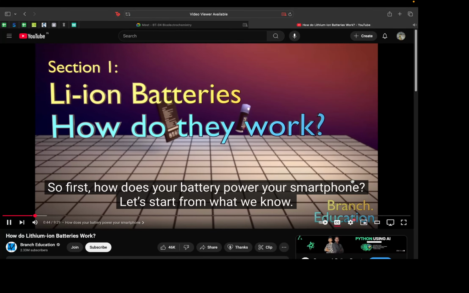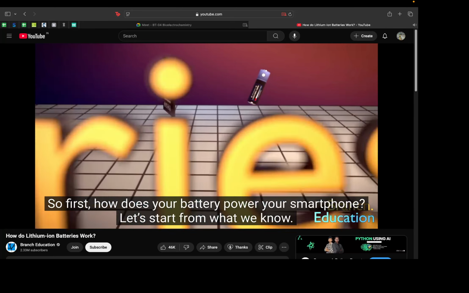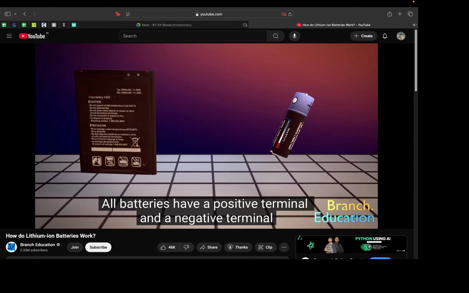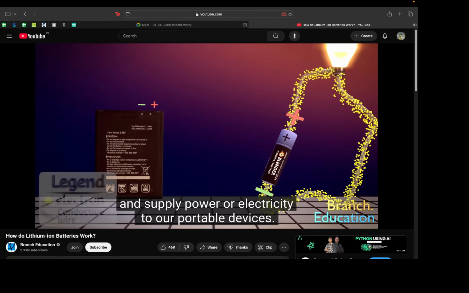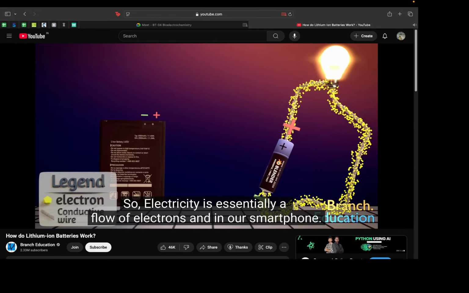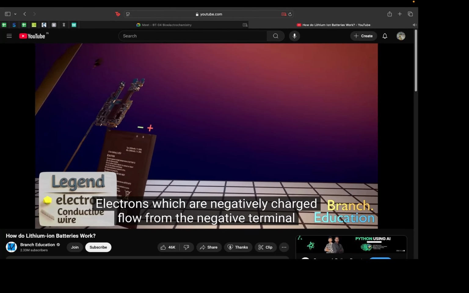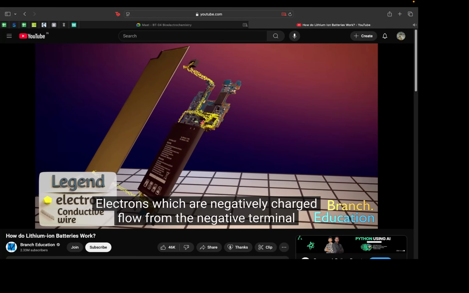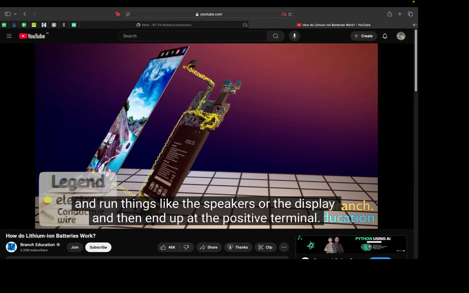So first, how does your battery power your smartphone? Let's start from what we know. All batteries have a positive terminal and a negative terminal and supply power or electricity to our portable devices. So electricity is essentially a flow of electrons in our smartphone. Electrons, which are negatively charged, flow from the negative terminal and run things like the speakers or the display, and then end up in the positive terminal.